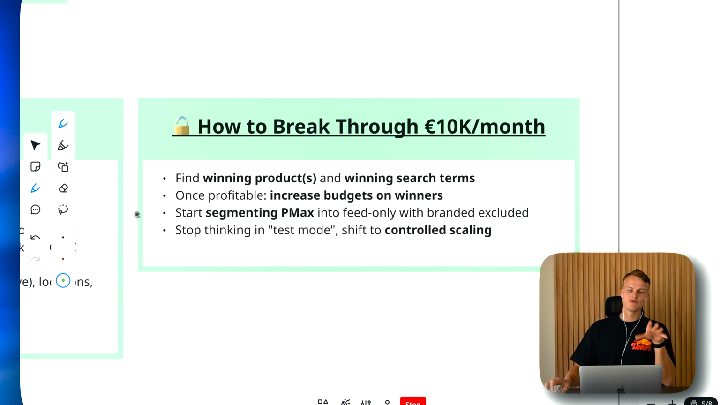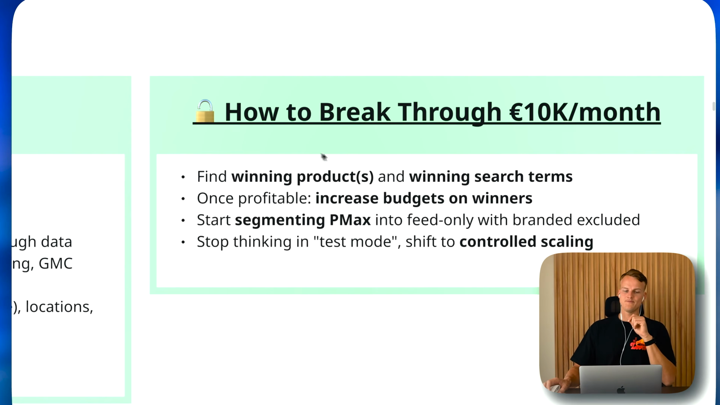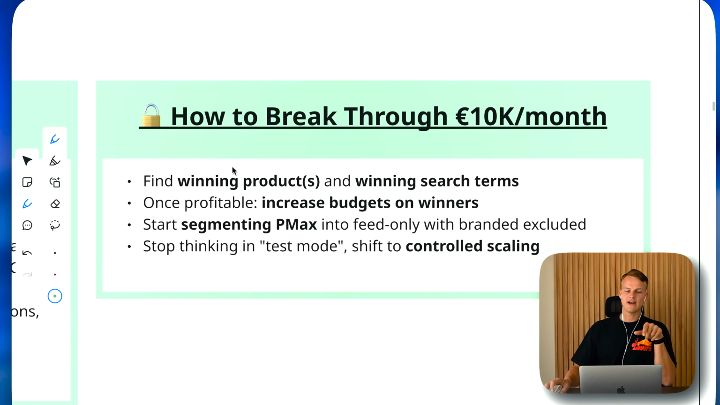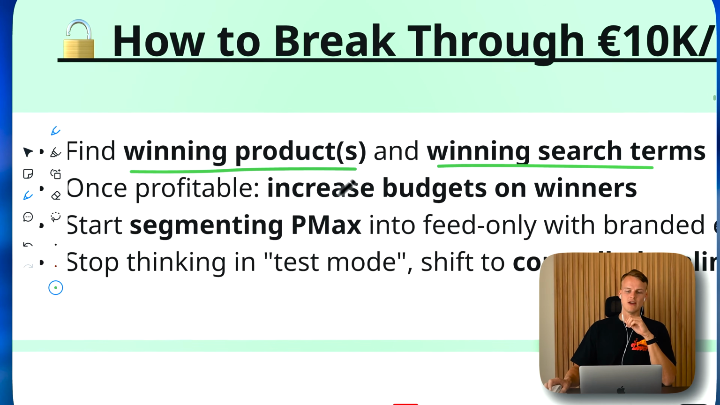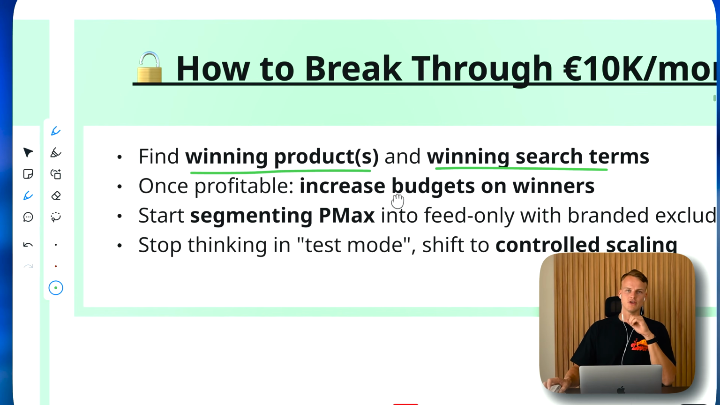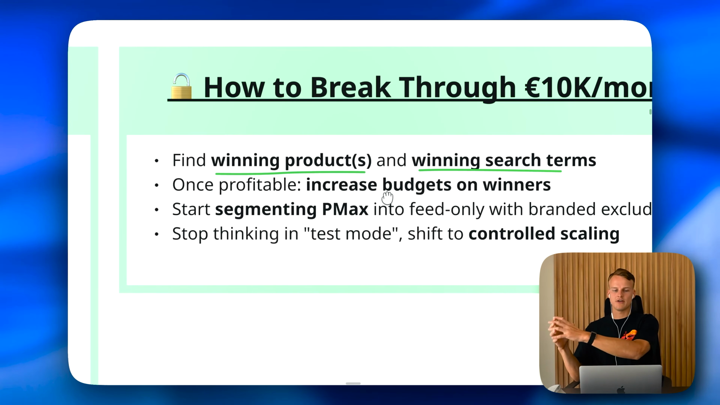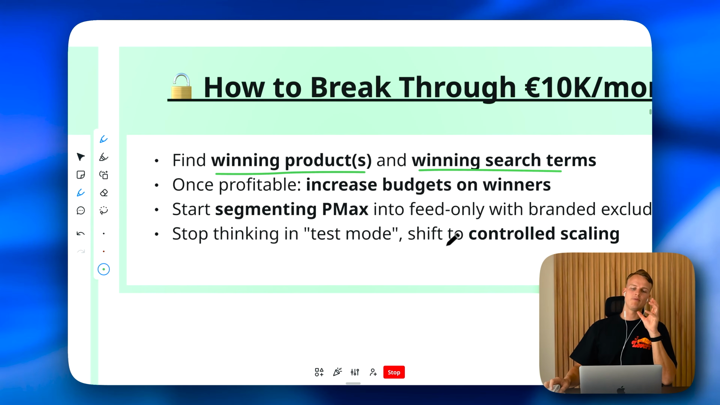How to break through 10K a month is as follows. Within your Google Ads account, you have to find winning products and find winning search terms as well. And once profitable, increase budgets on the winning components. So maybe get your winning products, try to spend more on those, get your winning keywords, and focus on those keywords instead of the keywords that are costing you money, for example. And you basically want to focus your efforts towards the things that are giving you the most profit.